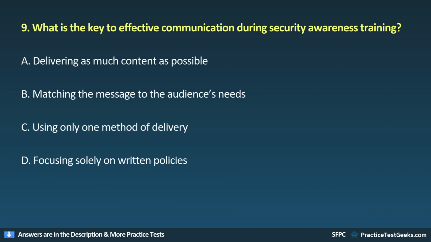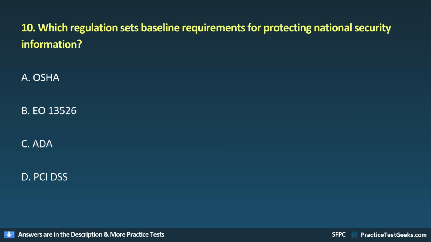9. What is the key to effective communication during security awareness training? A. Delivering as much content as possible. B. Matching the message to the audience's needs. C. Using only one method of delivery. D. Focusing solely on written policies. 10. Which regulation sets baseline requirements for protecting national security information? A. OSHA. B. EO 13526. C. ADA. D. PCI DSS.